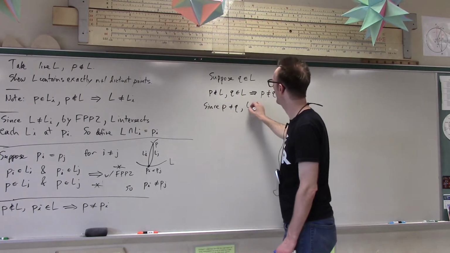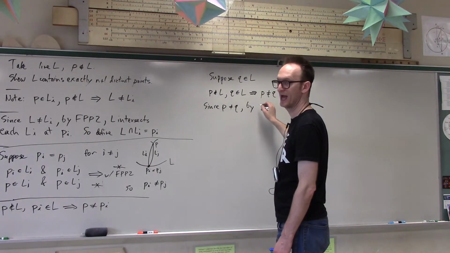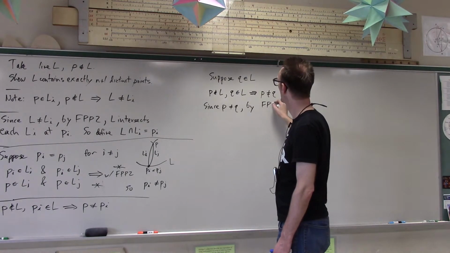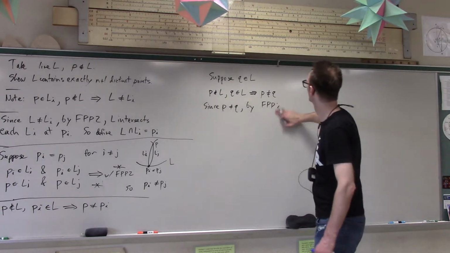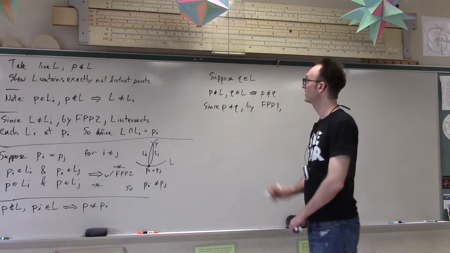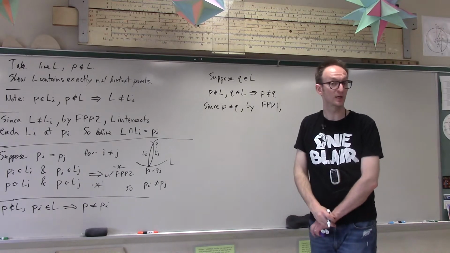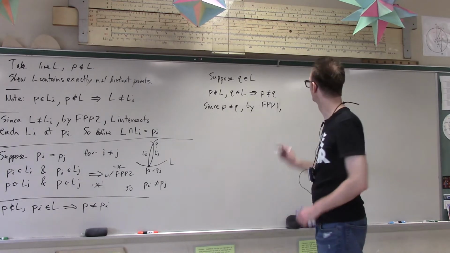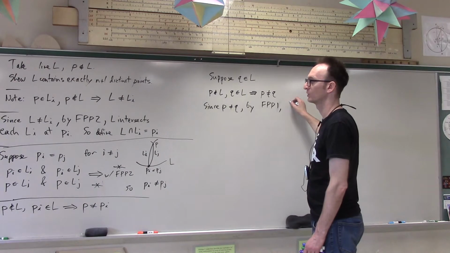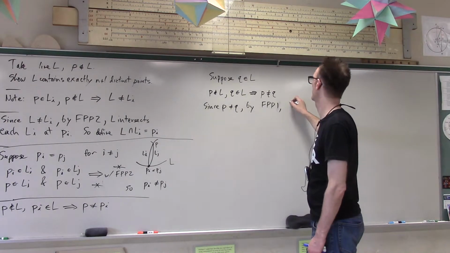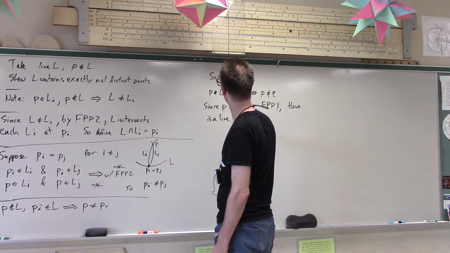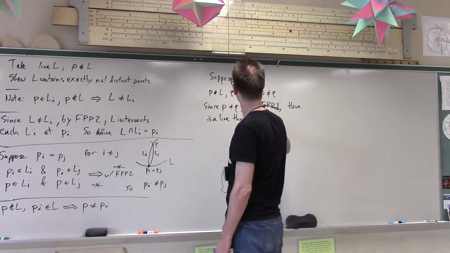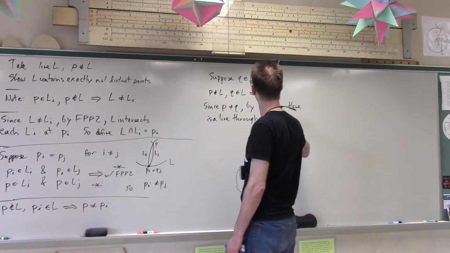by FPP1, there is a line through P and Q. Let's call it, say, M. Or let's not call it M. Let's just say there is a line through P and Q.